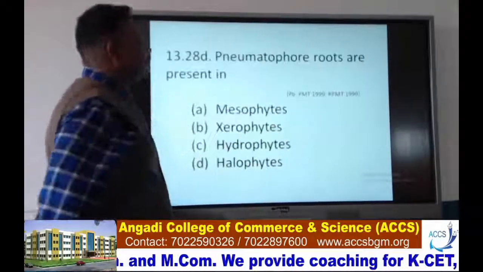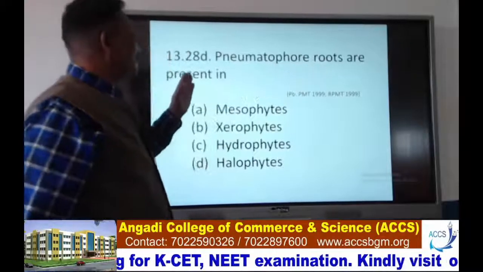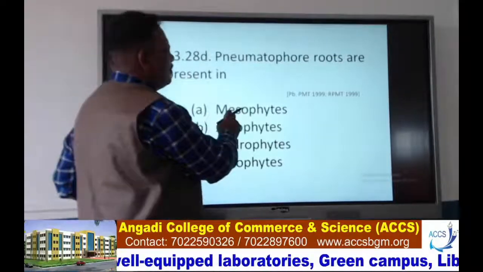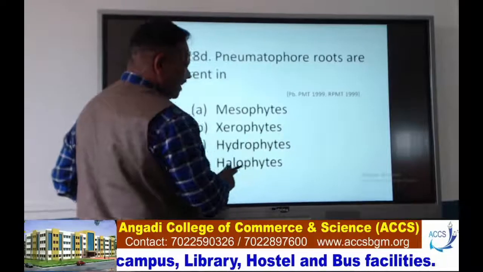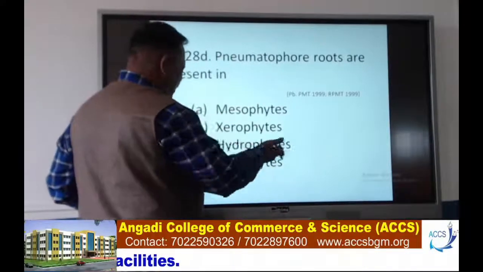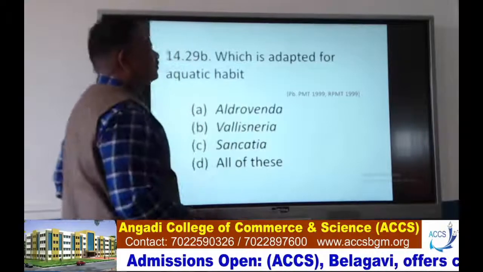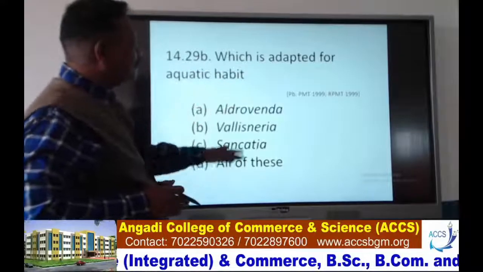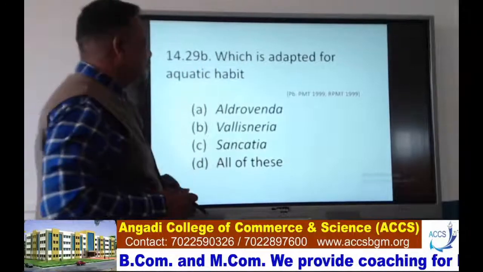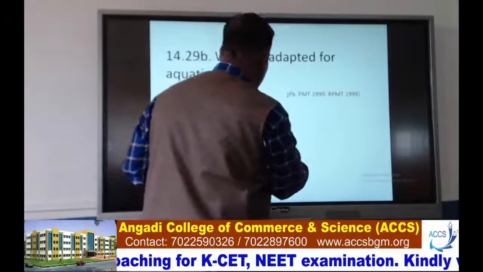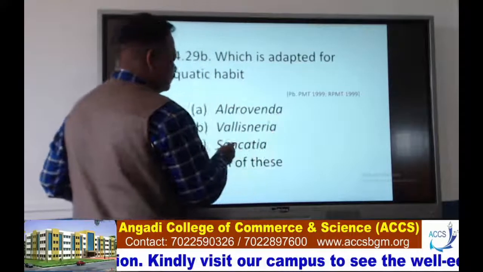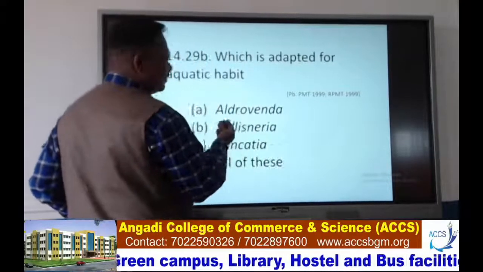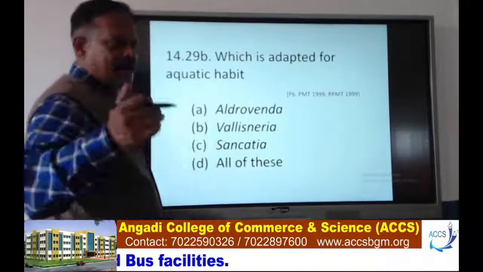Next one, pneumatophore roots are present in, that is mangroves. Okay, pneumatophore breathing roots. Just see mesophytes, xerophytes, hydrophytes, halophytes. Definitely they are halophytes. Option D is the right one. Next, which is adapted for aquatic habitat? Out of this, which one is adapted for aquatic habitat? Aldrovanda, Vallisneria, Utricularia, then all of these. Here, option B, Vallisneria is adapted as hydrophyte.